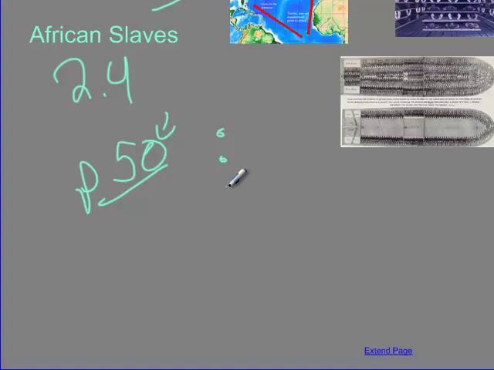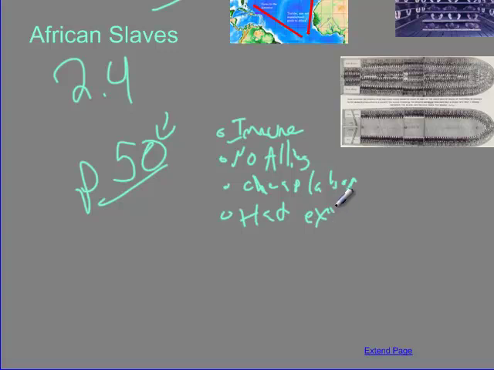There's 4 bulleted points. The Native Americans were dying too quickly, so the Africans are immune to the diseases. They have no allies. It's cheap labor, a permanent source of cheap labor. And the last one is that they had experience because they have been working on sugar plantations in Europe. That's part of the reason why they're so immune to the diseases as well.